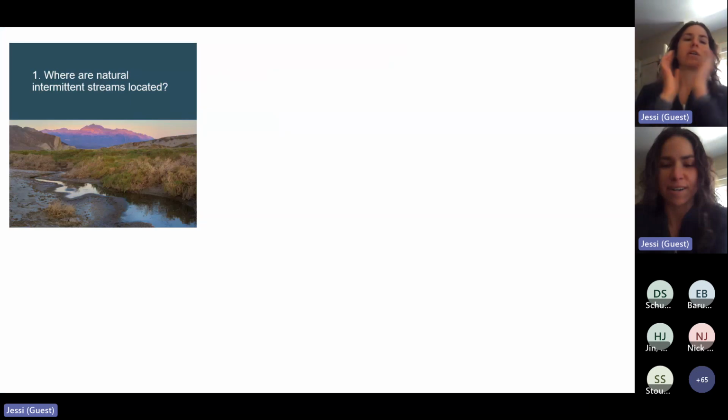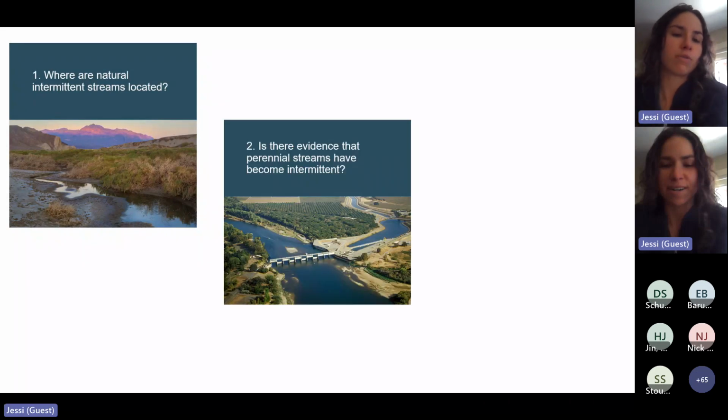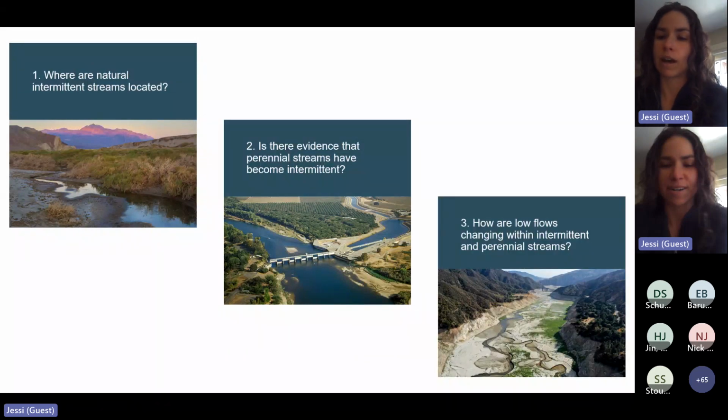Today I'm going to be talking to you about how we're quantifying low flows in both perennial and intermittent streams. To do that, we first need to understand where intermittent and perennial streams occur naturally across California. With an understanding of where these streams occur naturally, we can then look at evidence of changes to these stream types. Are we seeing a lot of streams that should be perennial become dry and intermittent? Or in some cases, maybe vice versa, intermittent streams starting to become perennial? And finally, we look at how low flows are changing within these different stream types.